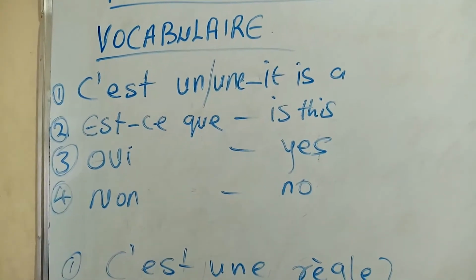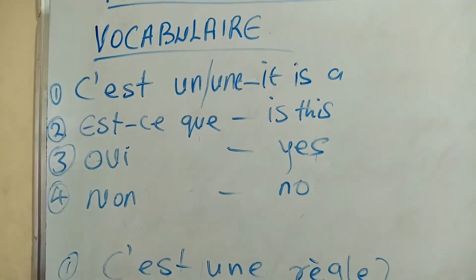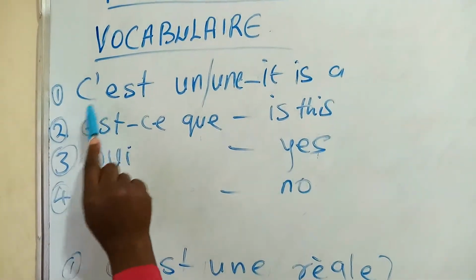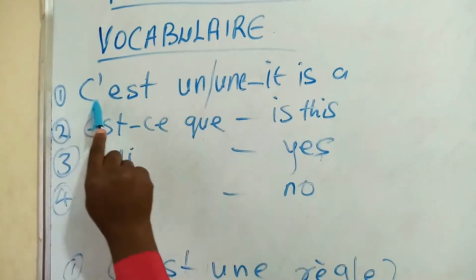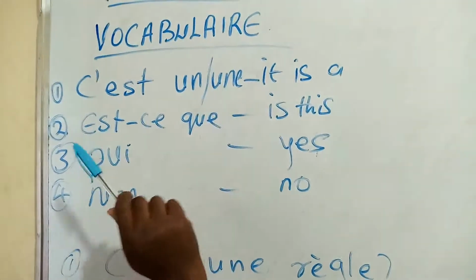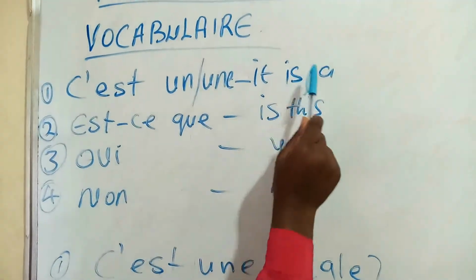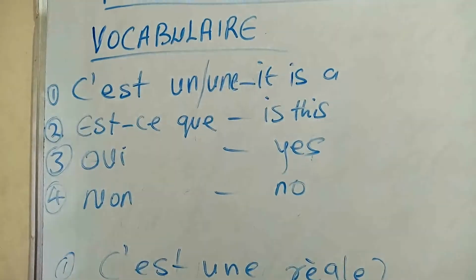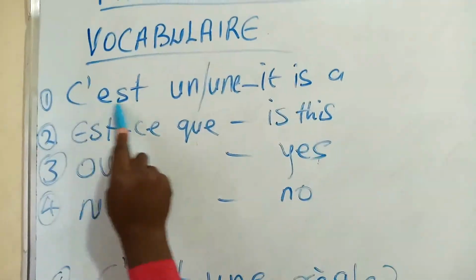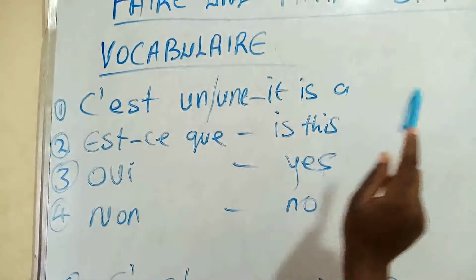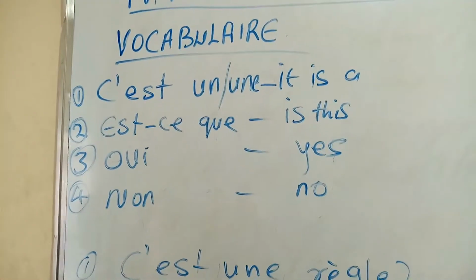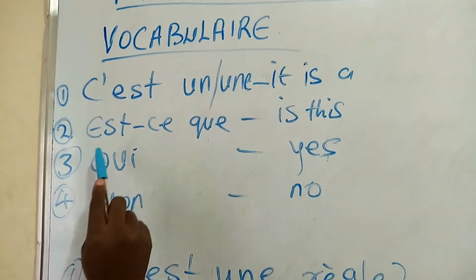Okay, the first one here, number 1, is c'est un or c'est une, and that means it is a. So once you say une table, you say c'est une table. That means it is a table. Okay, don't worry about that. We're going to look at that again.